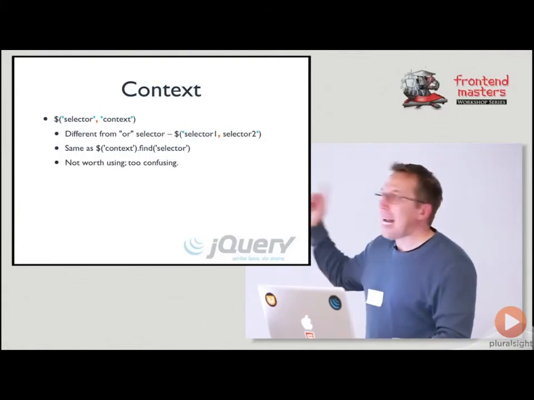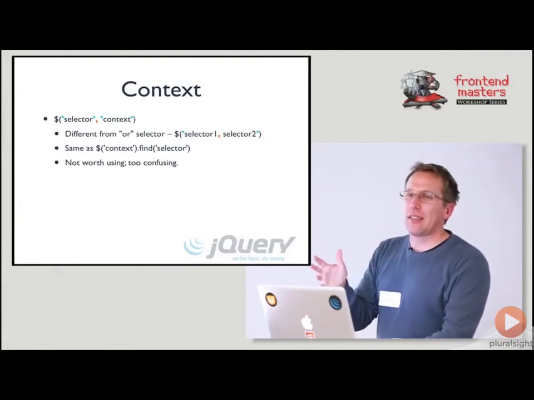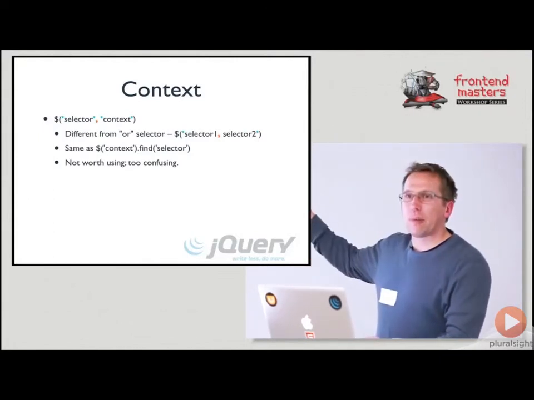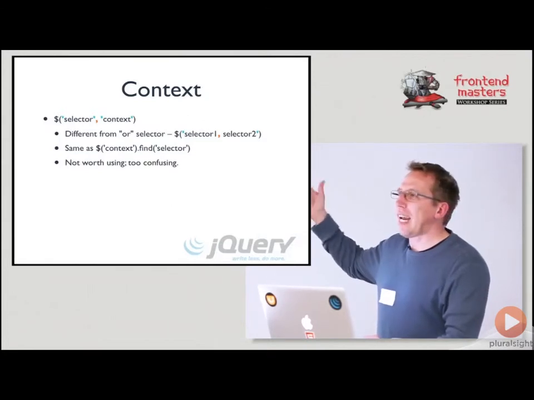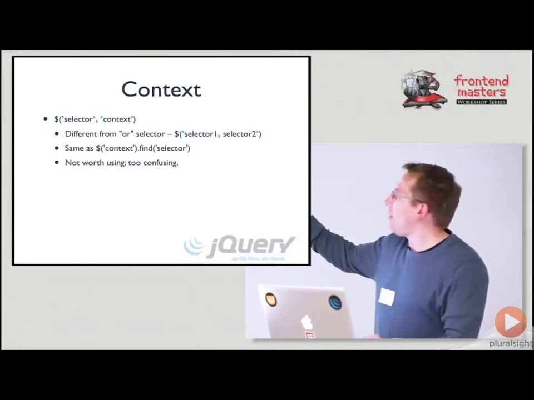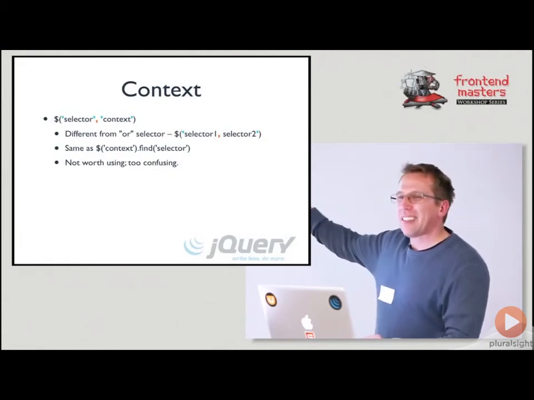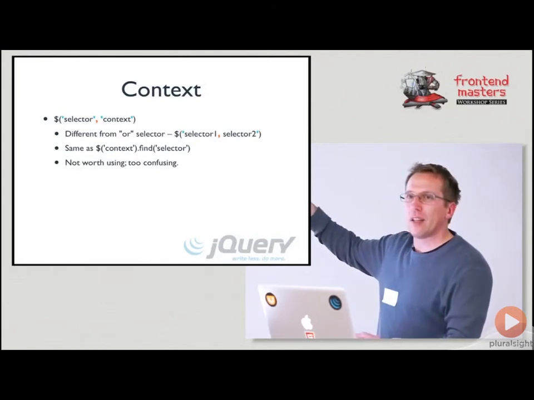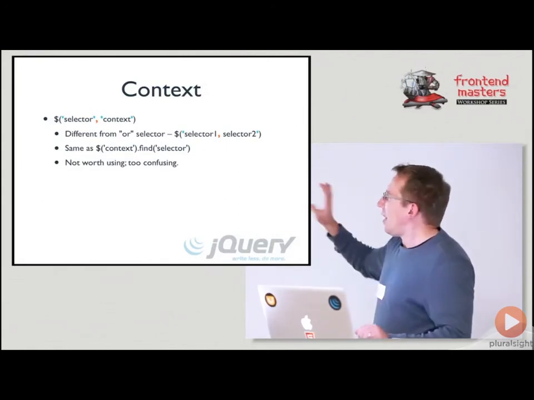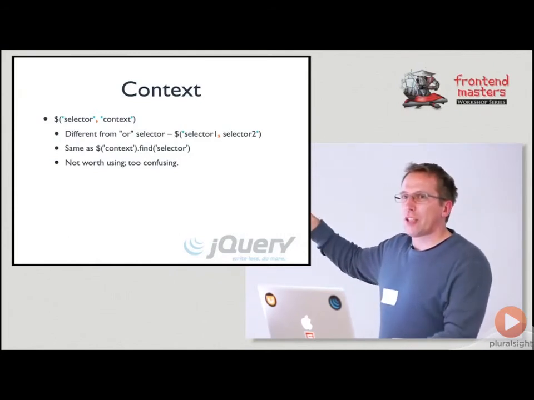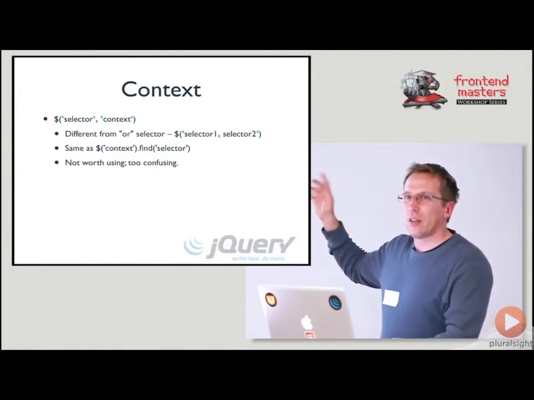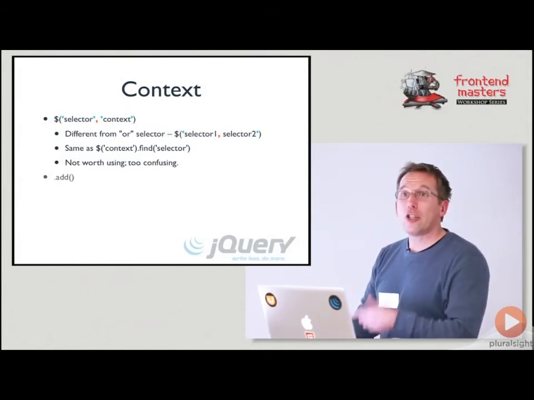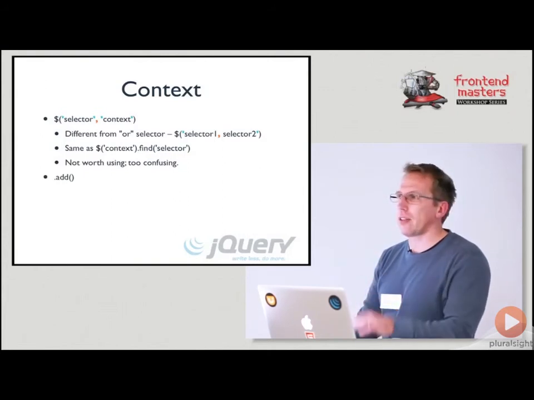That's not really the reason why I'd say don't use it. I'd say don't use it because it's a lot less descriptive, right? It's not really telling you what's happening there. If you're saying context.find selector, as soon as you understand that find means you're finding descendants, that's a little bit more descriptive than just having a second argument, right? So I would say skip it altogether. But you should be aware of it in case you see it in somebody else's code, right?